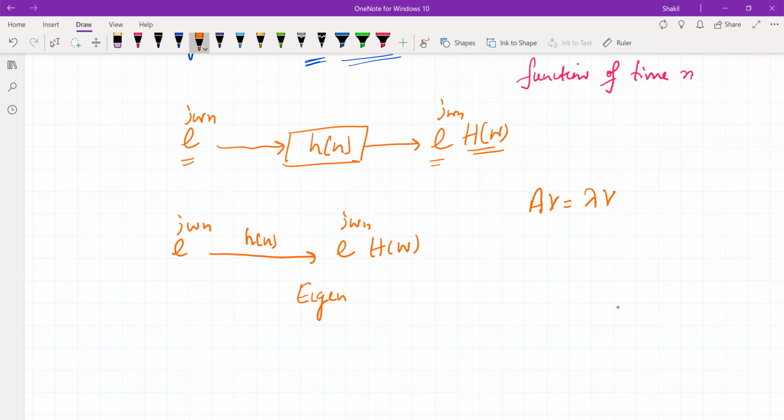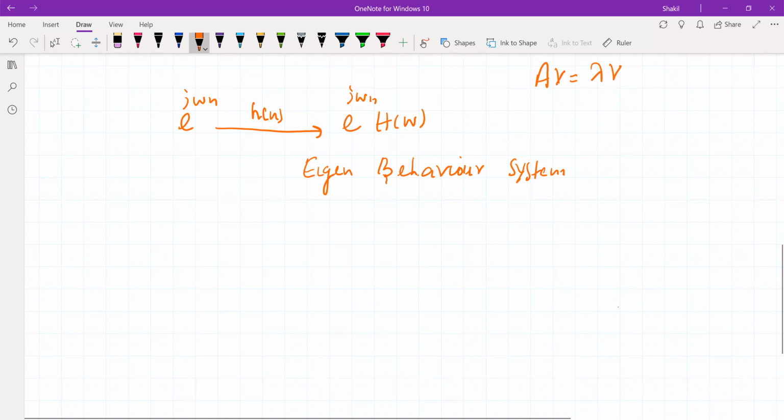So this gives us the eigenbehavior of this system. Now what's this h of omega? That's our main task. What is this h of omega here?